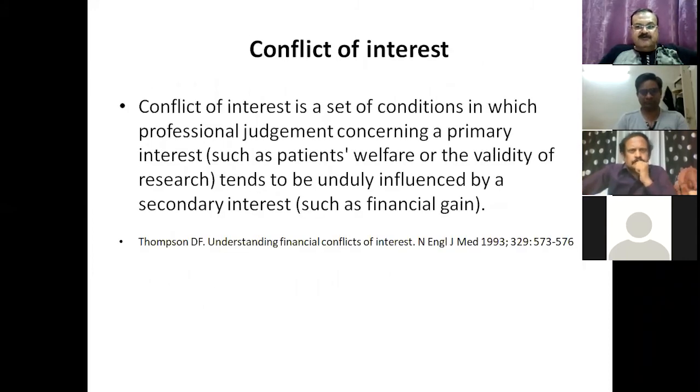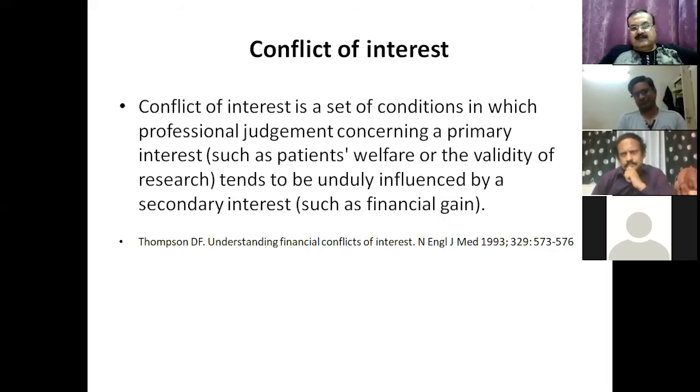A new thing that has come up for quite some time is conflict of interest. Conflict of interest is a set of conditions in which professional judgment concerning a primary interest, which is the patient's welfare, tends to be unduly influenced by a secondary interest, which is financial gain. This is more commonly seen in the West, where a person who develops a new drug also gets shares in the company. So if a drug is approved, he also benefits from the rise in the cost of the share and his participation in the company. So, financial gains.